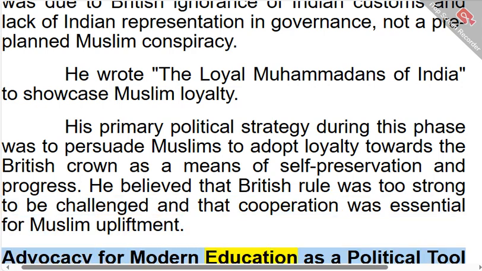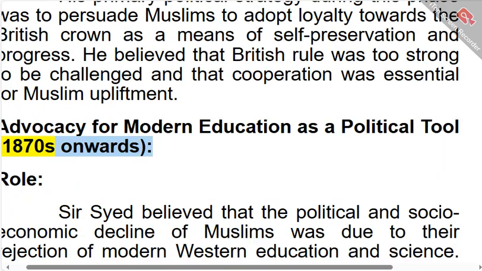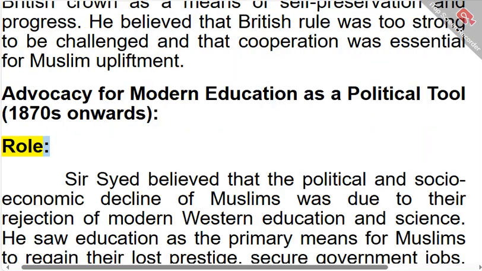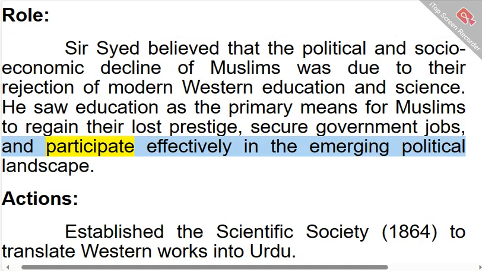Advocacy for modern education as a political tool, 1870s onwards. Role. Sir Syed believed that the political and socio-economic decline of Muslims was due to their rejection of modern Western education and science. He saw education as the primary means for Muslims to regain their lost prestige, secure government jobs, and participate effectively in the emerging political landscape. Actions.